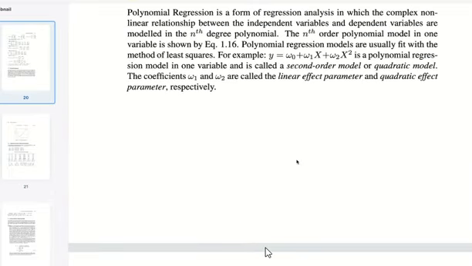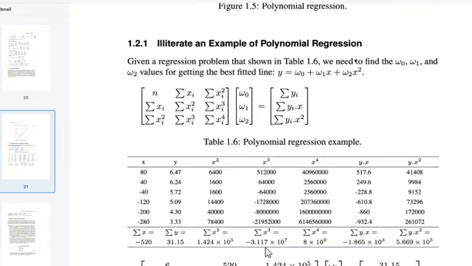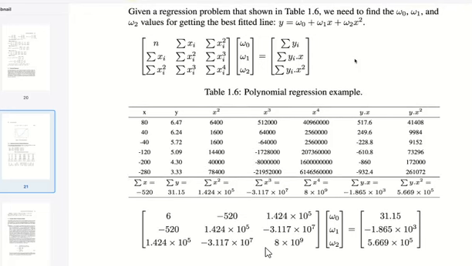The formula is here: y equals intercept plus slope times x plus slope times x squared, for one single independent variable. If you have multiple independent variables, this formula will be really complex. Here I have shown one simple example with one independent variable x and one dependent variable y, and you see the calculation is too complex. That's why I don't recommend you use polynomial regression.